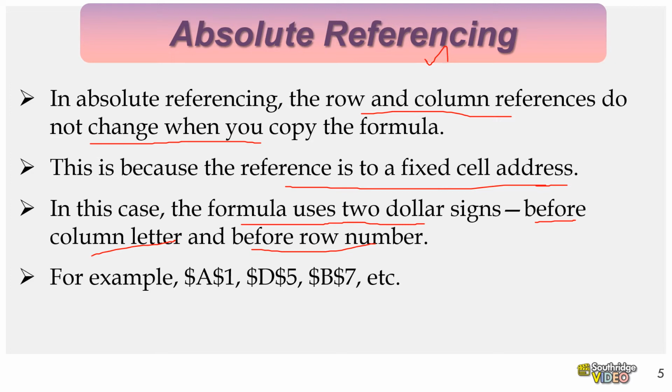So other than that, before the row and column reference A2, you are not using any symbols, that is relative. But in case of absolute, you have to use the dollar sign before row and before column, not after row and after column. That means this cell reference is fixed, that is absolute referencing. A1 is locked now, it is fixed, you cannot change that value.